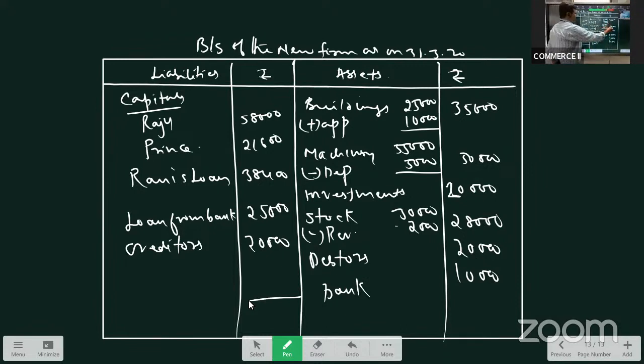Okay. Asset side 35, 85, 105, 125, 133, 153, 1,63,000. Okay, 1,63,000 and 1,63,000 here also. Yeah, it is done.